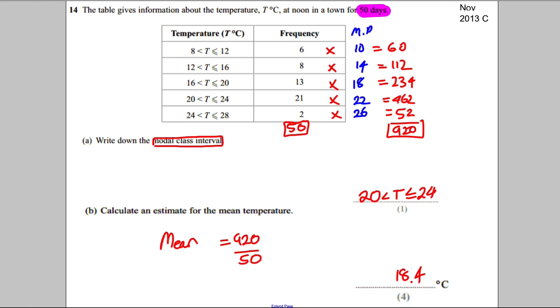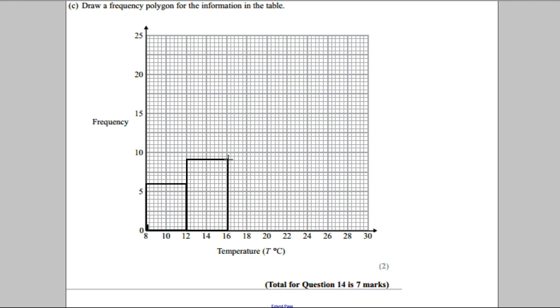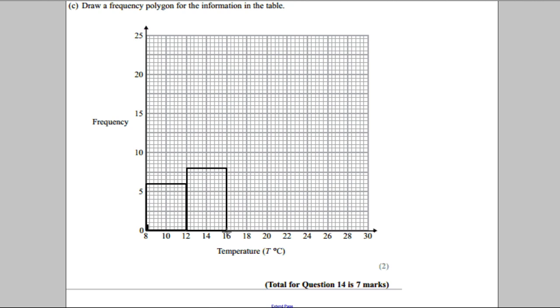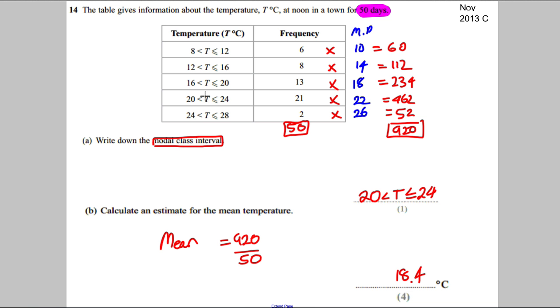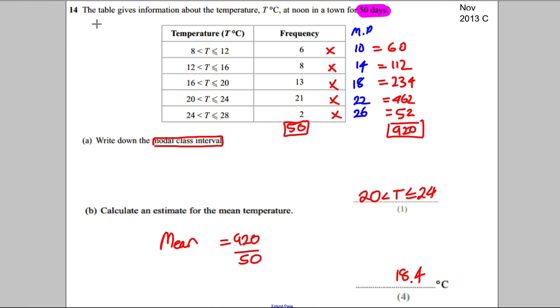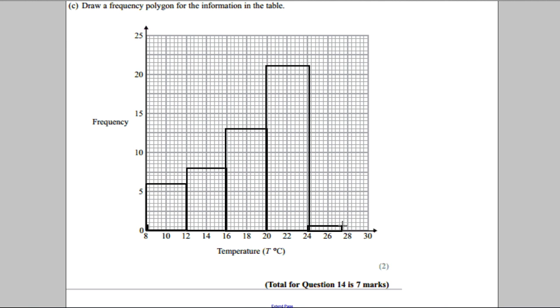Between 12 and 16, we go 8 high. So this here is 5, 6, 7, and 8. Between 16 and 20, we go 13 high. So here's 10, 11, 12, and 13, like that. Then we're going to go between 20 and 24, 21 high. So here we are to 20 and 21. And lastly, we're going to go between 24 and 28, only 2 high. So 24 and 28, we only go up 1 and another 2.